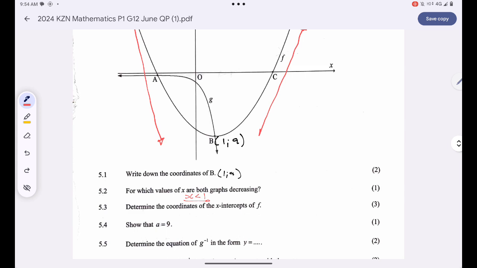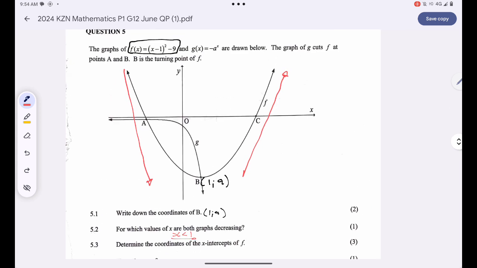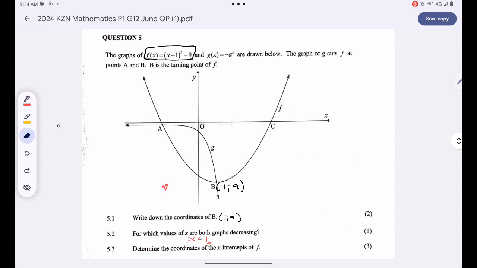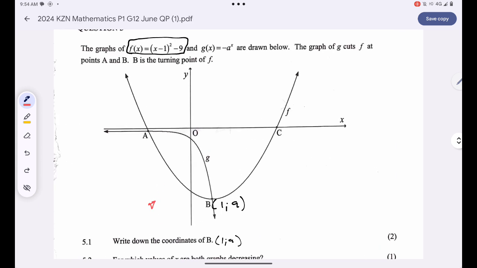Now I'm supposed to determine the coordinates of the x-intercepts of f. For me to find the x-intercepts, guys, I don't care what kind of graph I have. All I have to do is make sure that y is 0 and then solve for x. I'll simply have f of x being equal to (x minus 1) squared minus 9. This will be 0 equals (x minus 1) squared minus 9. You can remove the brackets and factorize, but you can simply rewrite this as 9 is equal to (x minus 1) all squared.